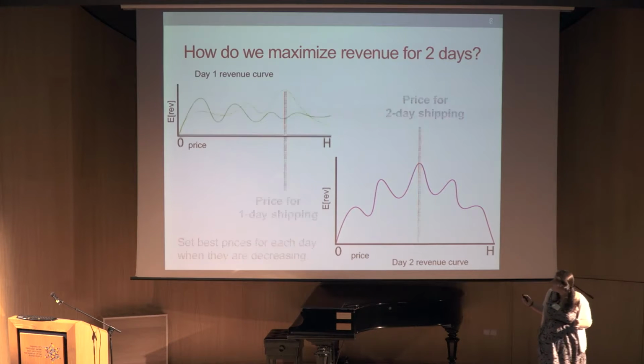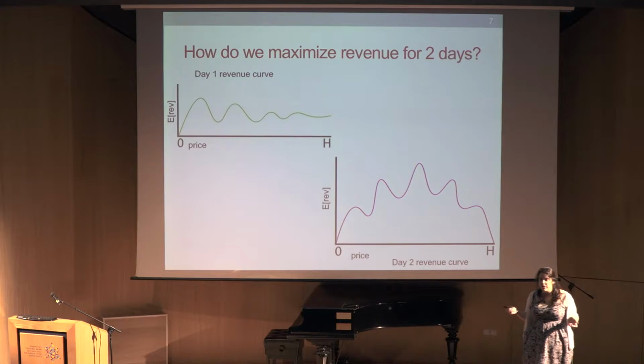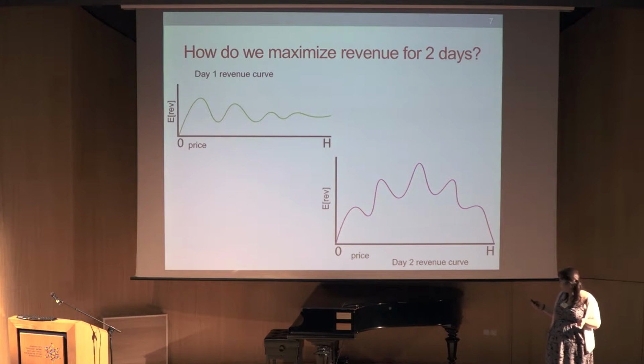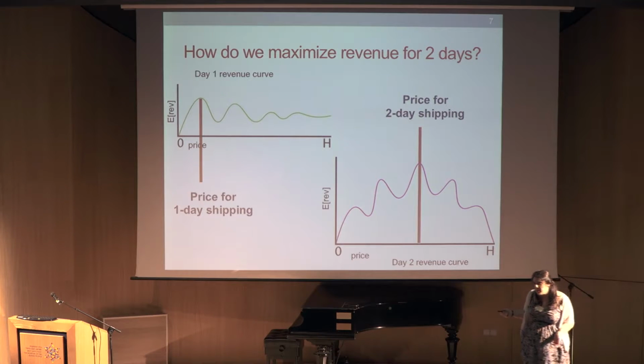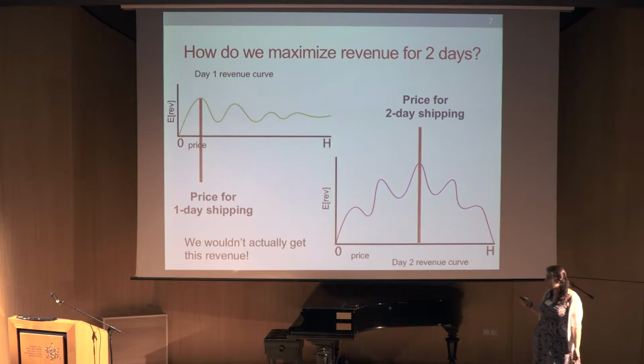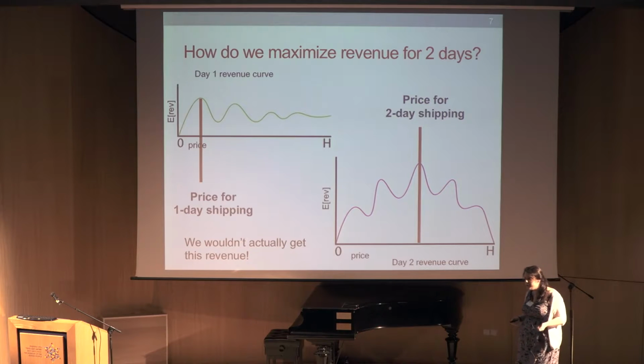So why aren't we done? Well, what if you had distributions that look more like this? And you just try and do exactly that. You post the best prices. Now, what's the problem? The problem is that the price for 1-day shipping is cheaper than the price for 2-day shipping. And so the problem here is that we wouldn't actually get this revenue. If you want your package in 2 days, you're just going to buy 1-day shipping. So we're not correctly reasoning about the revenue that we're going to get.